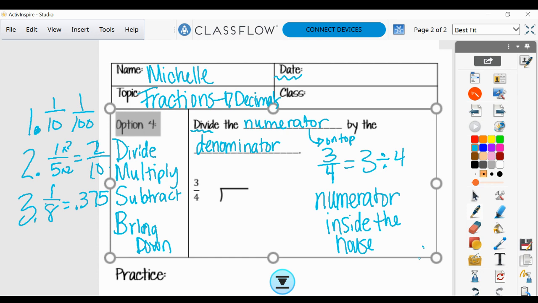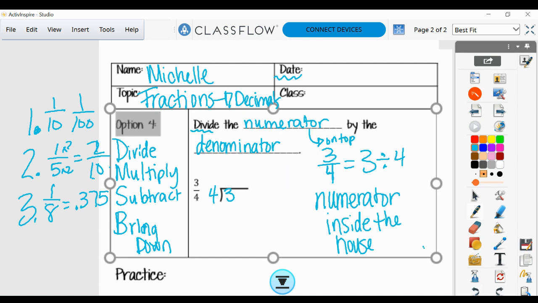All right, so my numerator goes inside the house. So I put my 3 here and my 4 here. Well, what the heck, man? I don't know how many 4s go. What do I do now? If you have 3, can you take 4 out? Yeah, no, you can't. You don't have enough.